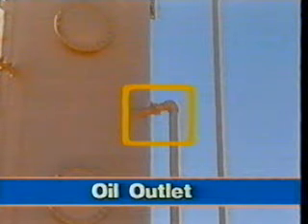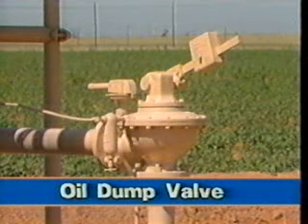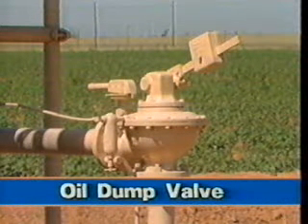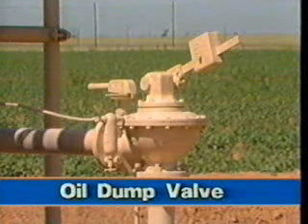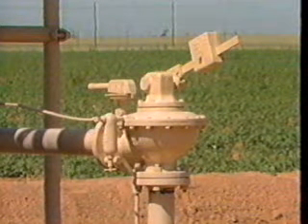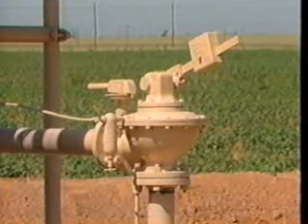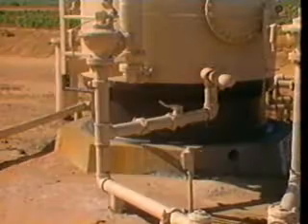Oil leaves the treater through the oil outlet located near the top of the settling section. The oil dump valve is located on the oil drain line. This valve opens and closes depending on the weight of the fluid it's handling. More oil in the line opens the valve, and less oil will close it. The oil dump valve operates by gas extracted from the emulsion or through mechanical means.